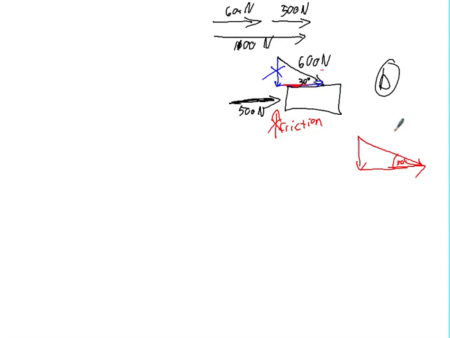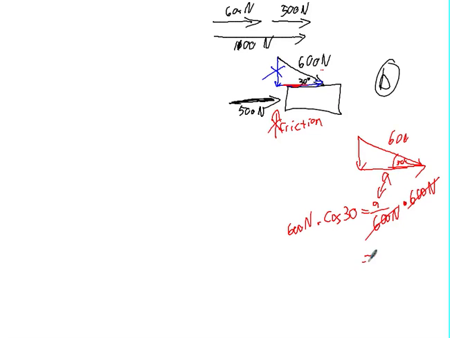So this is 600. Since this side is adjacent to the angle, we're going to use that. So we can say cosine of 30 equals the adjacent divided by the hypotenuse, which is 600 newtons. Then we want to get the unknown by itself, so we do the opposite operation. Those cancel out. 600 newtons times cosine of 30 equals A.